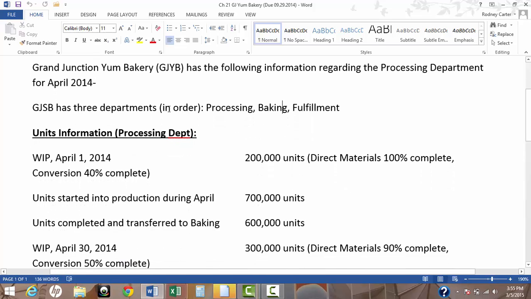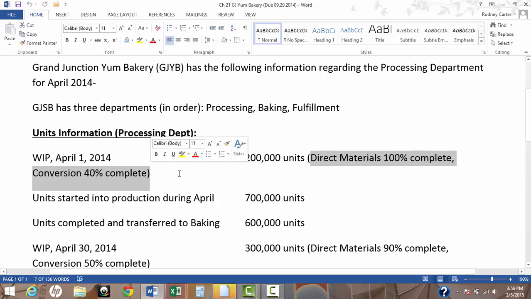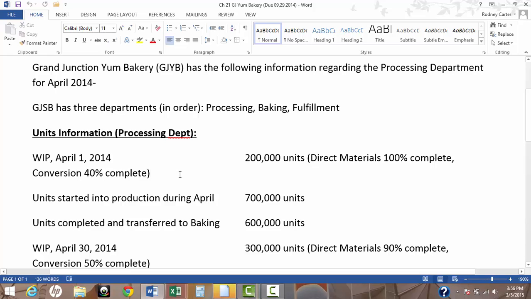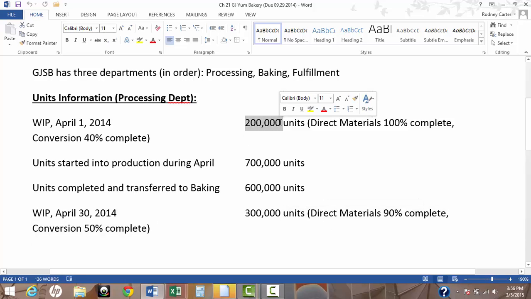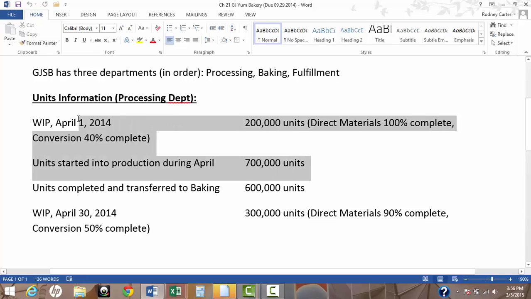Let's first start by remembering that this is a useless information alert. We don't need to know the beginning WIP, how much it's complete. We care about what has been completed. We started the month with 200,000 units in process, and now we have added 700,000 more in April. So we have 900,000 units in play.